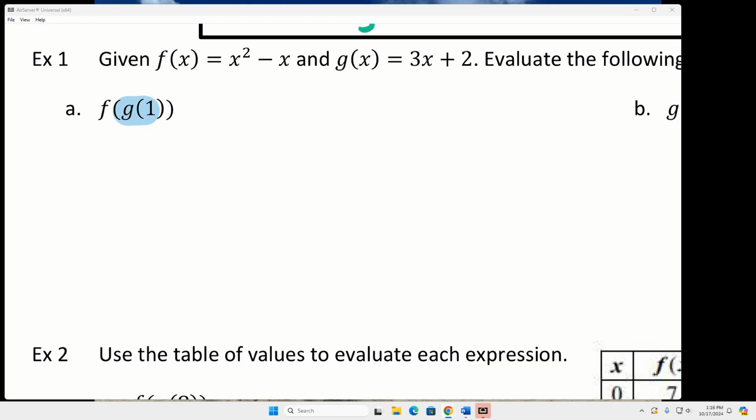The f is just going to hang out for a second. And we're going to start on the inside where it says g of 1. And you guys have known how to do g of 1 before today. You've probably known since around Algebra 1 maybe. G of 1 means you just go to the g function, and in the place of x, you change it to 1. You substitute 1. So instead of 3 times x plus 2, you make it 3 times 1 plus 2.